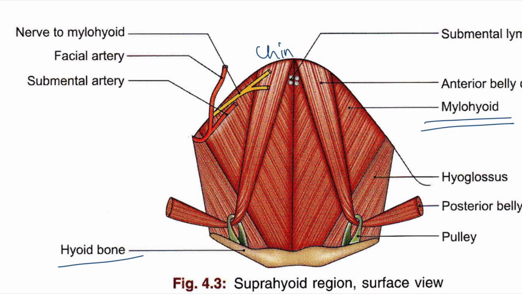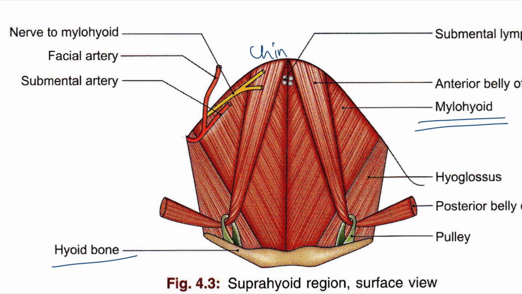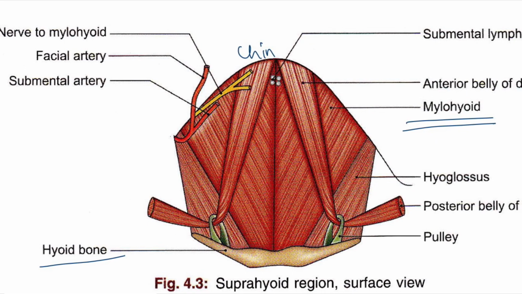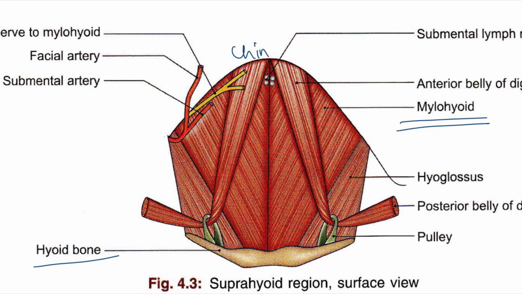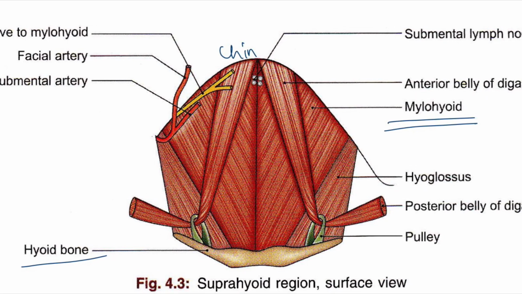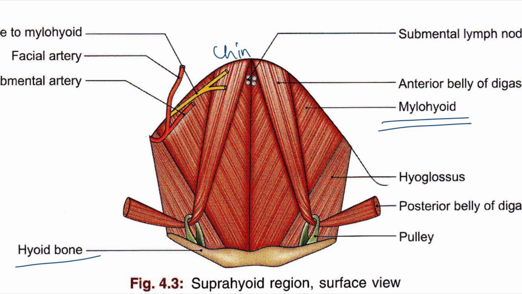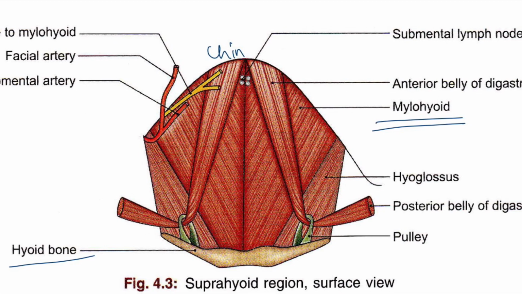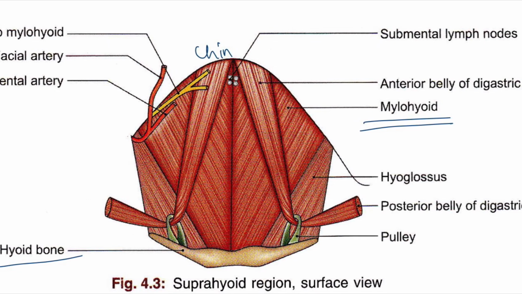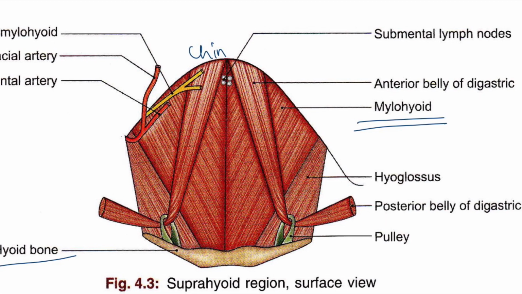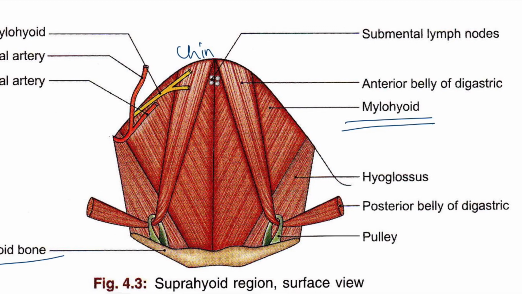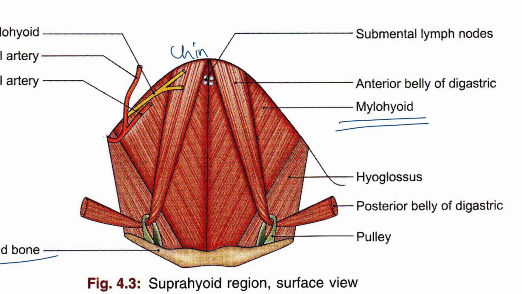Here is a diagram showing you the structures above the hyoid bone. As you can see, the main muscle over here is the anterior belly of digastric, which goes through the pulley that is attached to the hyoid bone and continues backwards as the posterior belly of digastric. The floor is formed of the mylohyoid and the hyoglossus muscle. In addition to this, you also have the submental lymph node, the nerve to the mylohyoid, facial artery, submental artery, and the superficial part of the submandibular gland, which is not shown in this video but is also present in this region.